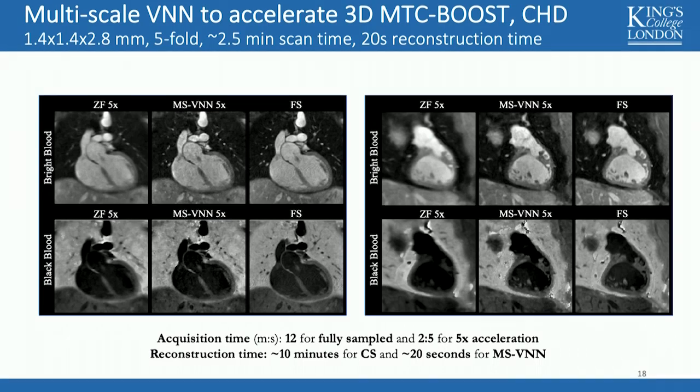I here show results with the multiscale variational neural network, in which we learn in parallel the bright and the black blood image. And you can see again how, for 5-fold acceleration, we obtain very good image quality, very similar to the fully sampled acquisition for bright and black blood. The acquisition in this case was 12 minutes for fully sampled, and between 2 and 3 minutes for the 5-fold acceleration. The reconstruction time was 10 minutes for compressed sensing and 20 seconds for the multiscale variational network.